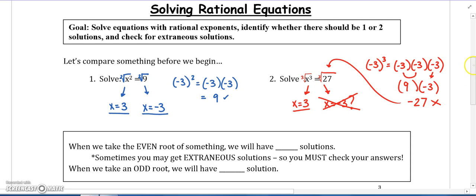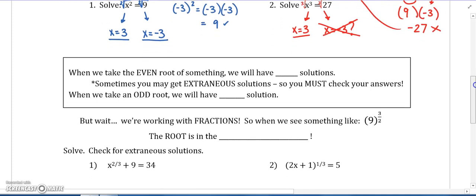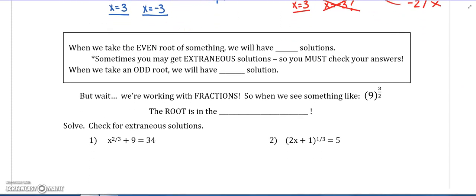Right? So that's kind of a big important point when we're doing rational exponent equations. Alright, when we take the even root of something, we're going to have two solutions, positive or negative, plus or minus. Alright, and sometimes we can get extraneous solutions, so we're always going to check our answers, and you'll see we'll do that every time today. Alright, but when we take an odd root, we only have one solution. And if we're taking the odd root of a positive number, it'll be positive. If we take the odd root of a negative number, it'll be negative. Alright, so just the one solution.